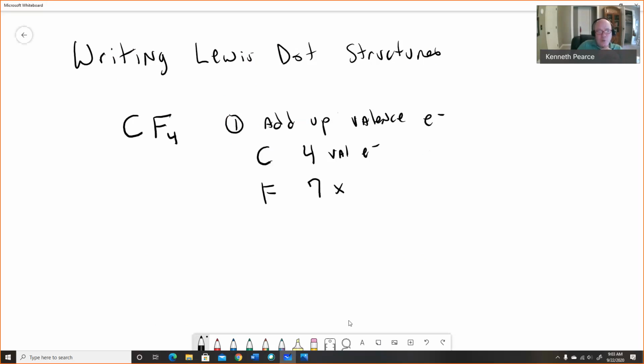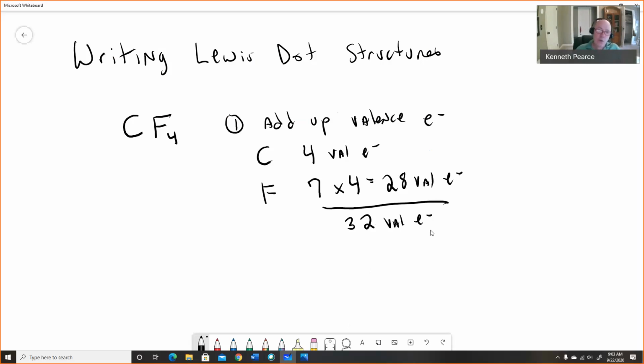but we also have 4 fluorines, which gives me 28 valence electrons for the 4 fluorines. And so if we add them up, we get 32 valence electrons total. Now, be very careful. The valence electrons are the outermost electrons, which means that it's not all the electrons. It's just the outermost electrons. And so we have 32 valence electrons.